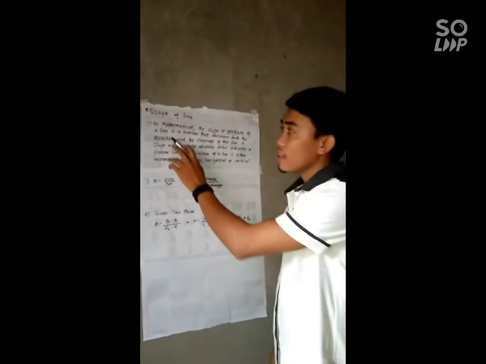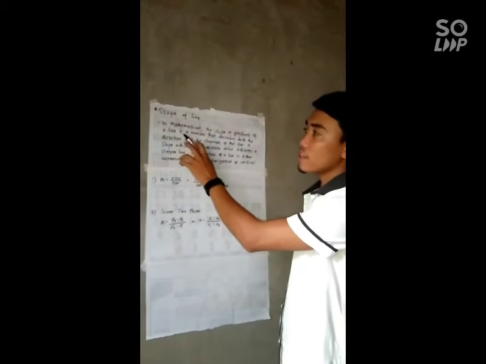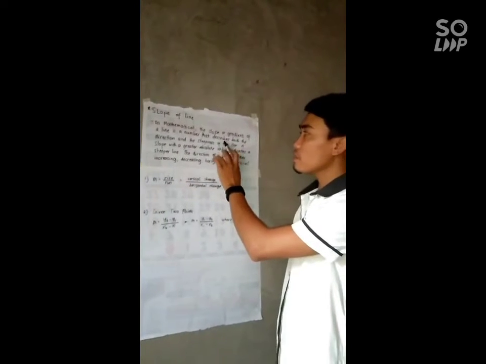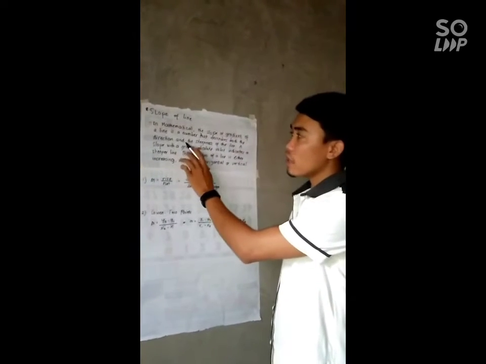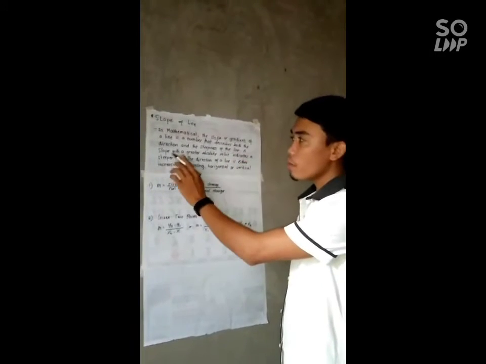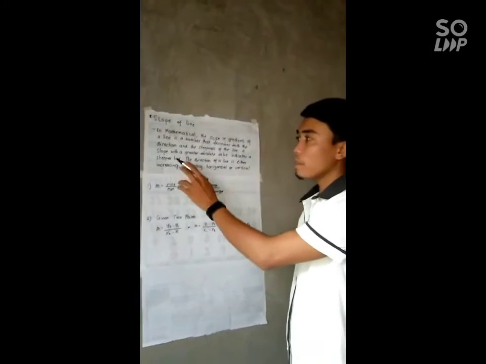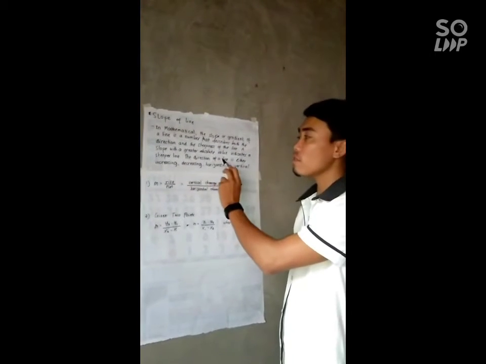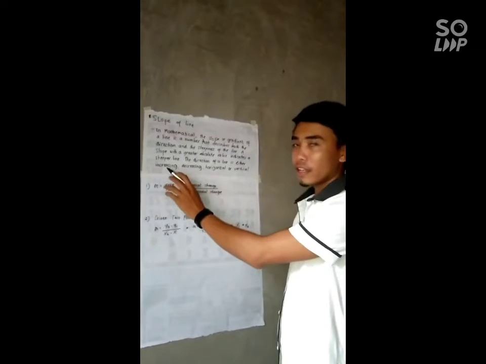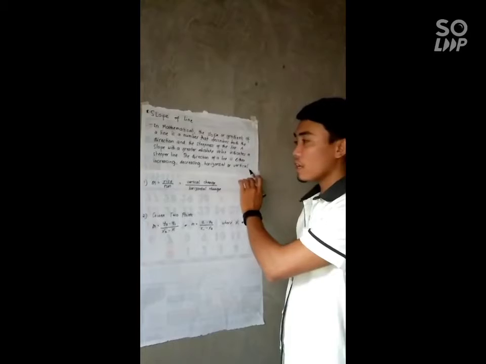Slope of a line. In mathematics, the slope or gradient of a line is a number that describes both the direction and the steepness of the line. A slope with a greater absolute value indicates a steeper line. The direction of a line is either increasing or decreasing, horizontal or vertical.